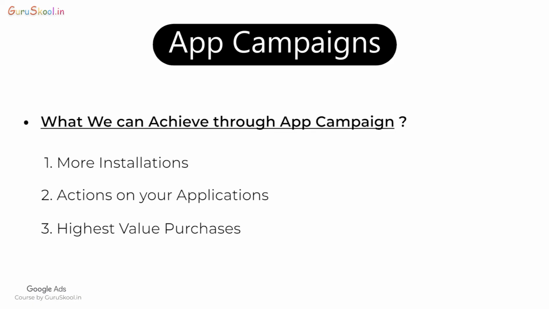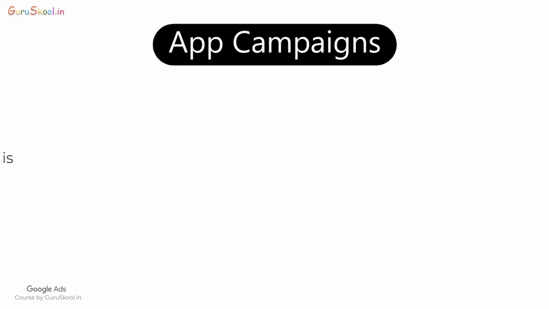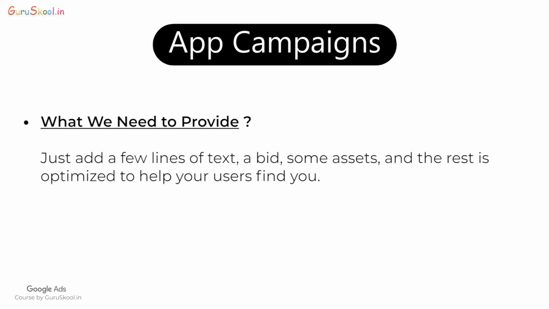And for app campaigns, what you need to provide is some text, some videos, and some images. These are the contents which you can provide for app campaigns, so that after watching all the things and after reading all the things, people can judge whether they want to install the application or not. So make sure the copy of your content is good and relevant, right?